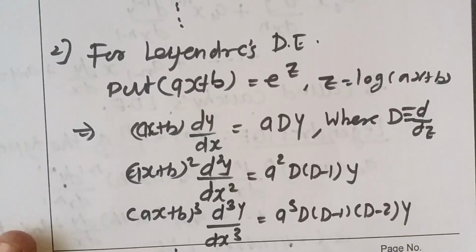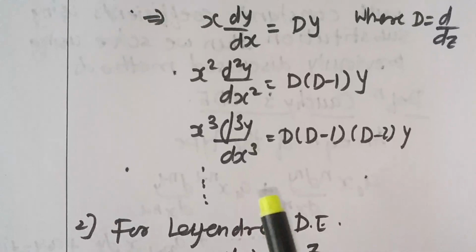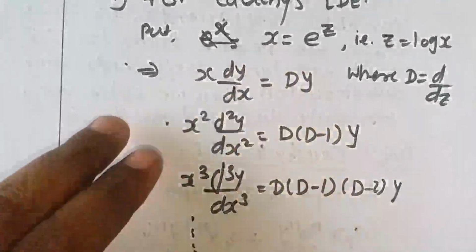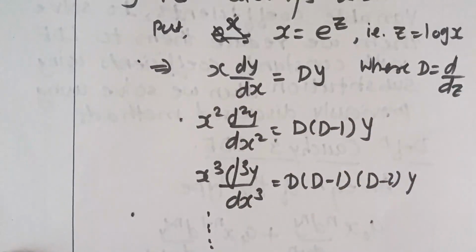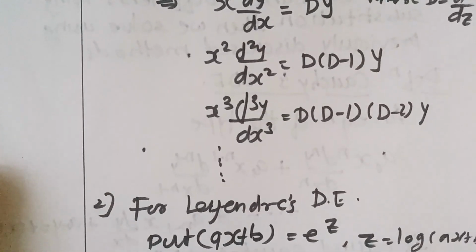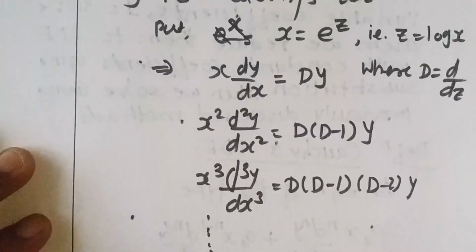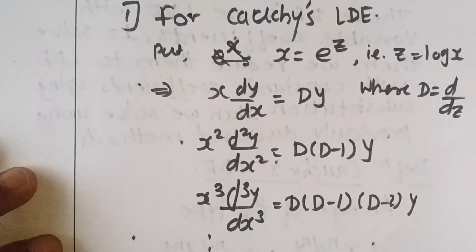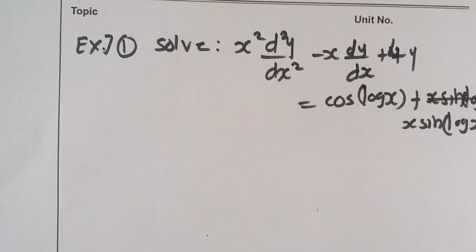Now we are going to start with examples. In the examples, first you write the substitution, then you write these values, and then you replace them in the given differential equation. Let us see how to do it by taking one example. Now I am going to give mixed problems. You need to identify whether it is Legendre's or Cauchy's, and then we will obtain its solution. Now, this is the first example.